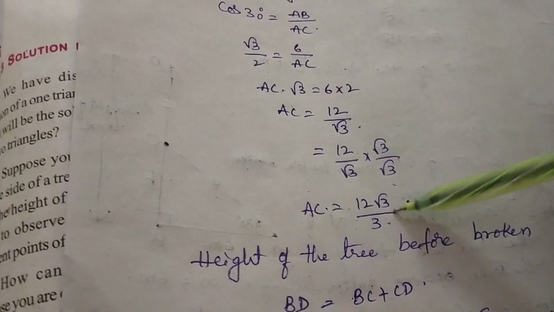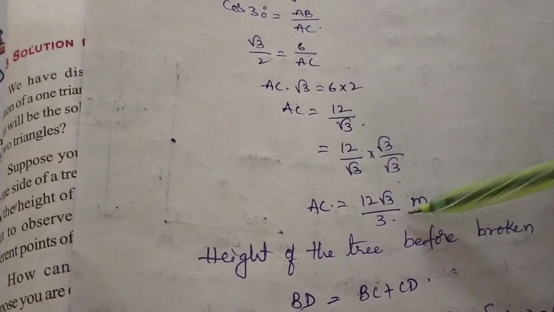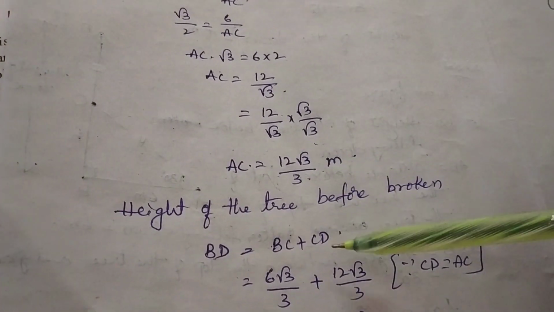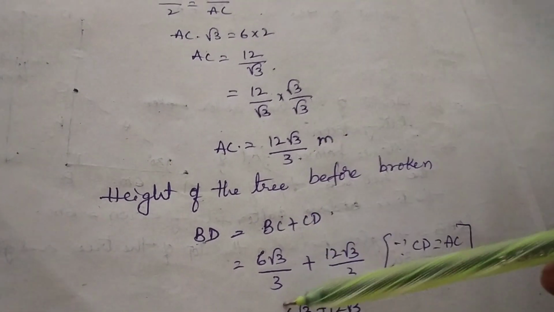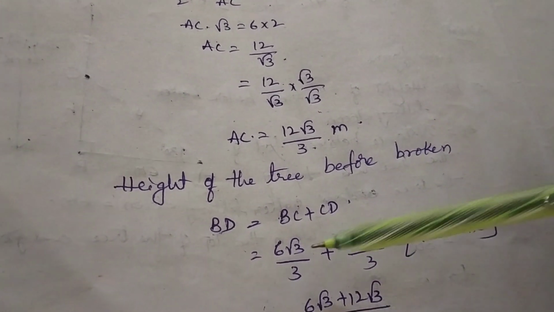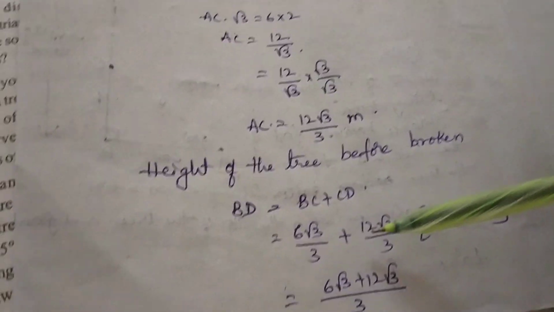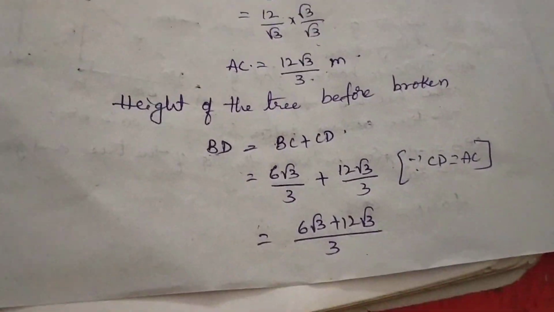Now we got AC as 12 root 3 by 3. This is AC, the broken part of the tree. But they told us to calculate the height of the tree before broken. So BD is equal to BC plus CD. BC we got 6 root 3 by 3 and CD we have 12 root 3 by 3. So if you do LCM you will get 6 root 3 plus 12 root 3 by 3.